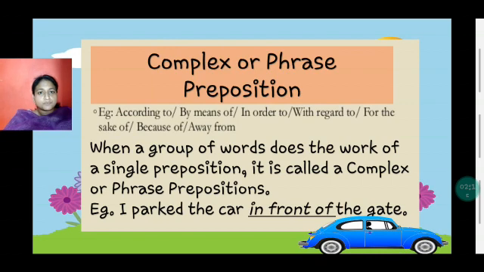Complex or phrase preposition. Phrase means what? Group of words. So according to, by means of, in order to, these are all group of words. These are all phrases. So when a group of words does the work of a single preposition, it is called a complex or phrase preposition. For example, I parked the car in front of the gate.